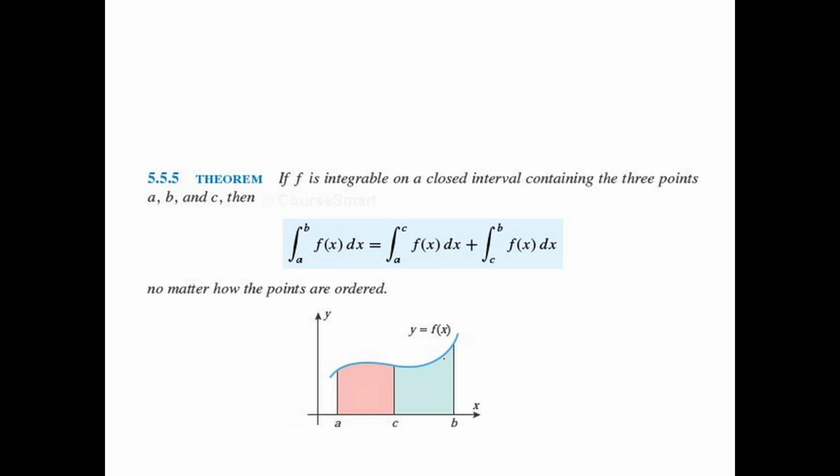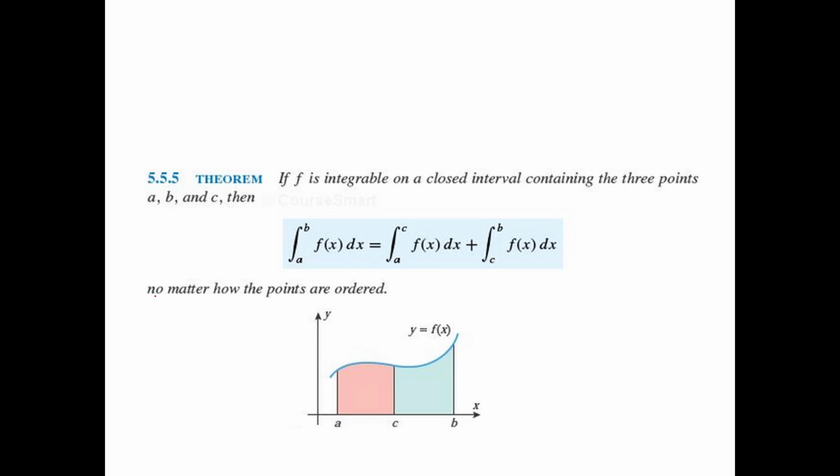Okay. This next one is fairly intuitive as long as you pick a c in the middle. So here's the picture that makes it intuitive, but it works in any order. If f is integrable on a closed interval containing the 3 points a, b, and c, then the definite integral from a to b of f of x dx is equal to the definite integral from a to c of f of x dx plus the definite integral from c to b of f of x dx.